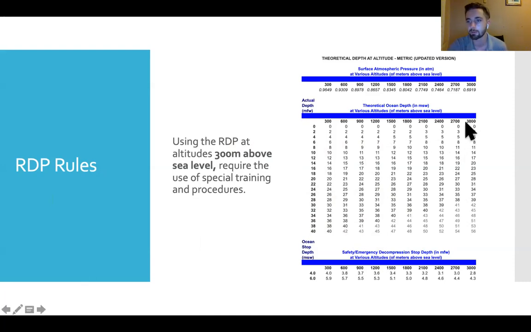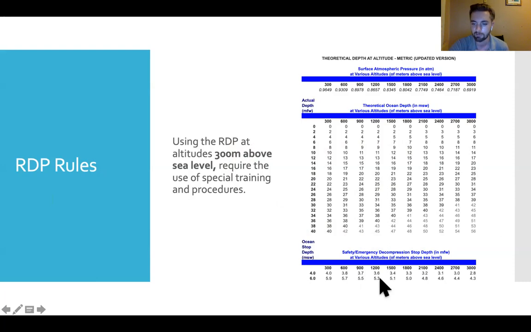If we're diving 3,000 meters above sea level, the actual deepest we could go would be 28 meters. And that would be as if we were diving at 39 meters normally. So very different limits we're going to be looking at there, shorter dive times, shallower dives as well.